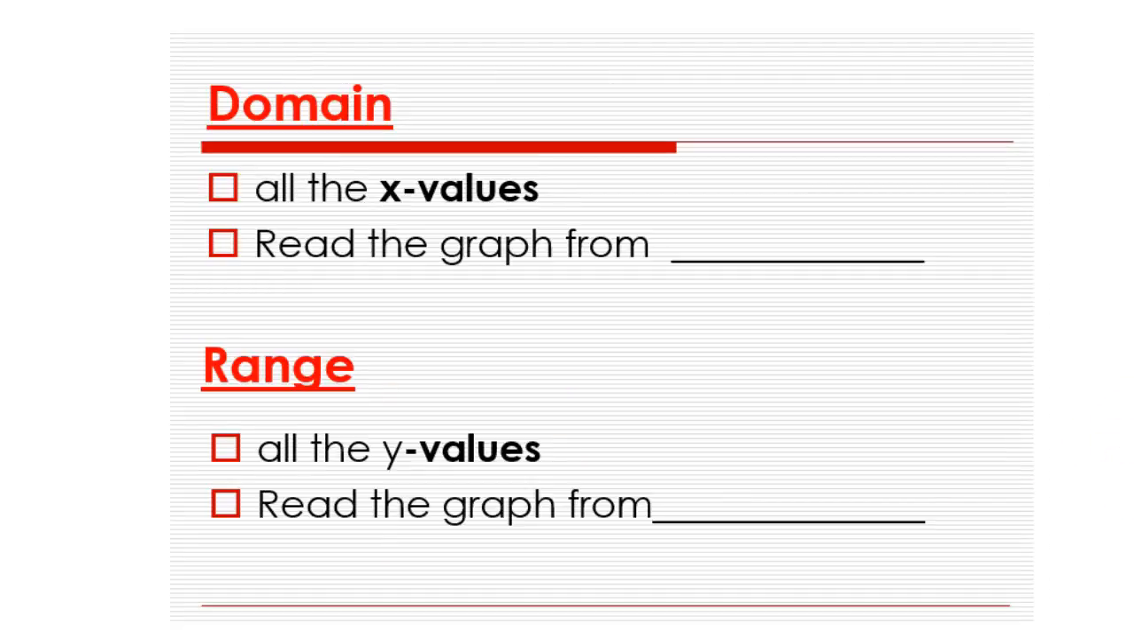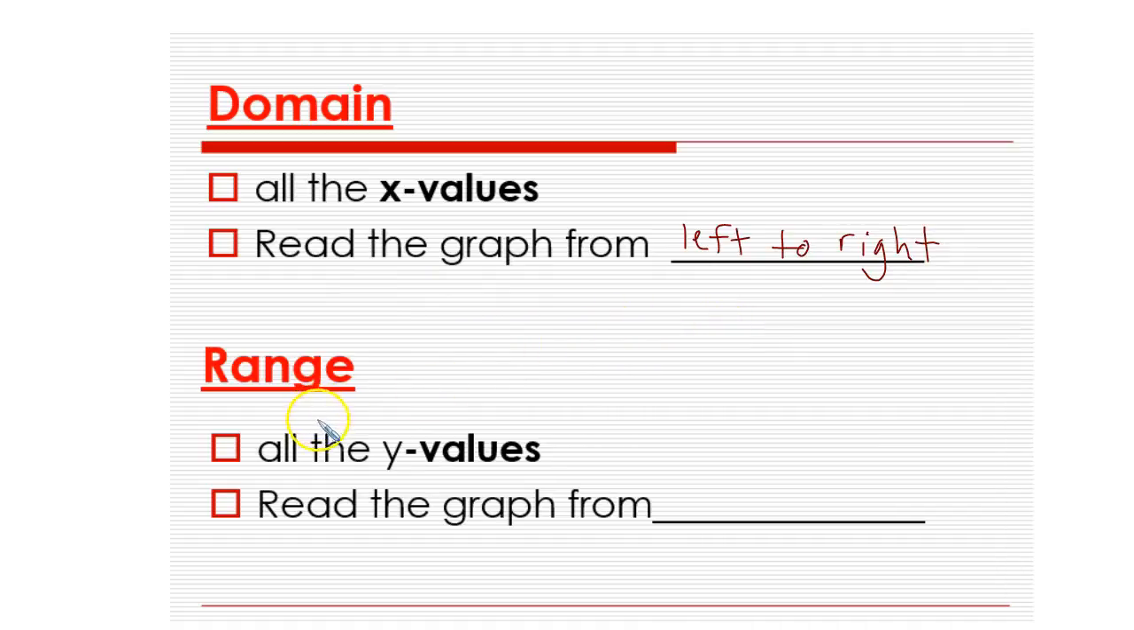Now, when we talk about domain, we are basically saying all of the x values that are possible on the function or on the graph. And when we have a graph, we're going to read that graph left to right. We're going to look on the left side, and we're going to go all the way to the right side, and we're going to ask ourselves, what possible x values are there available to this function?